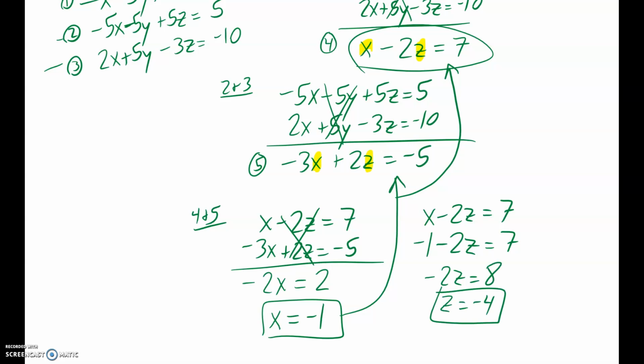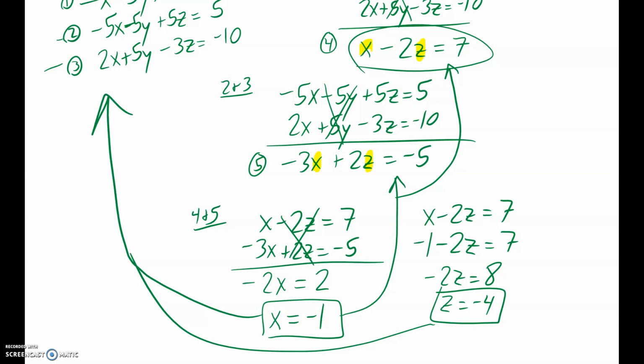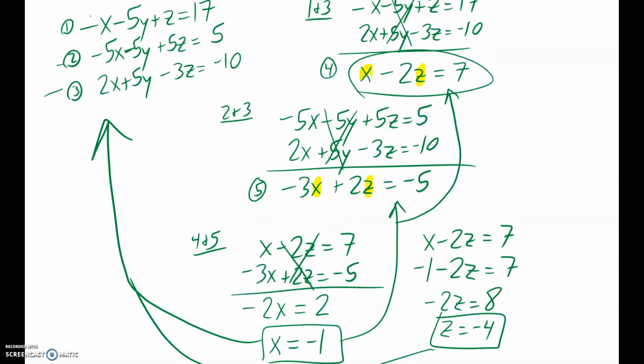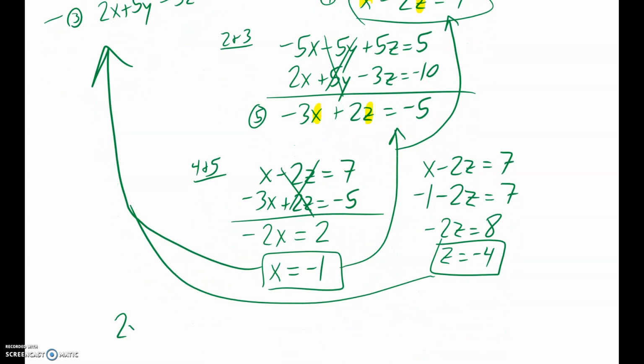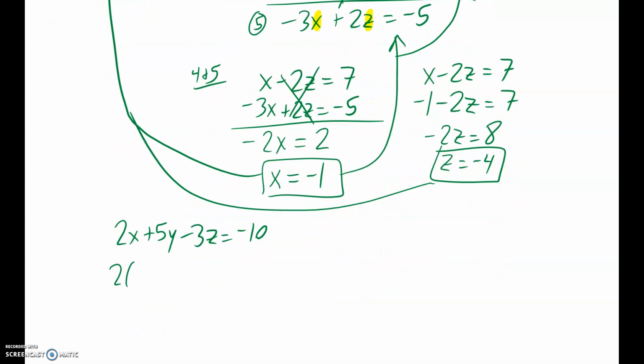So we are almost home. Now, you are going to take both of these and plug them into one of your original equations up here, because now you have x and z, you can easily solve for y. Not really a good choice here, so I'm just going to pick equation 3, just because, why not? It doesn't really matter which equation, they should all work. So let's see, x was negative 1. I don't know y yet, try and find it. Z is negative 4. And then you just solve for y now.